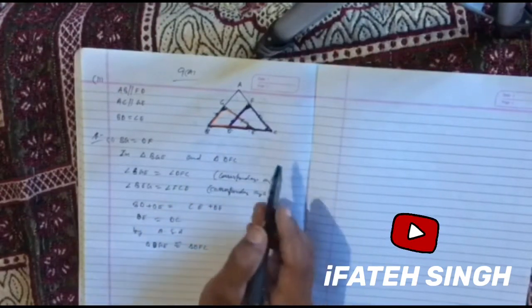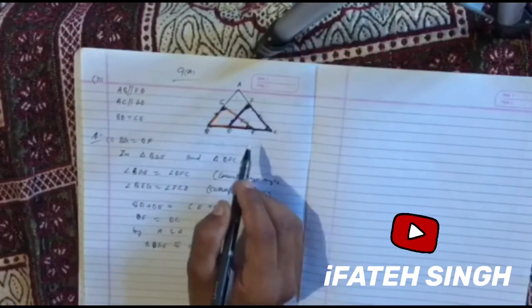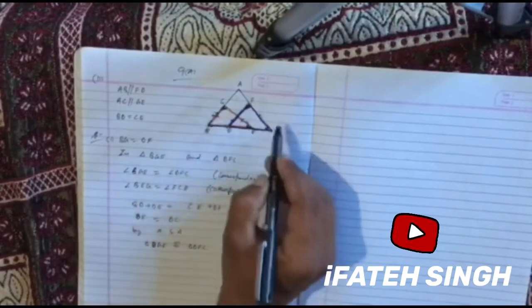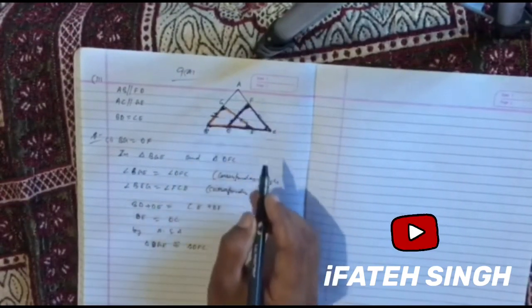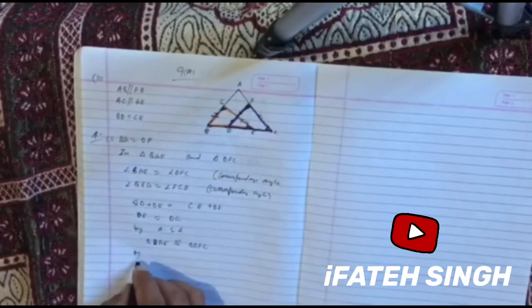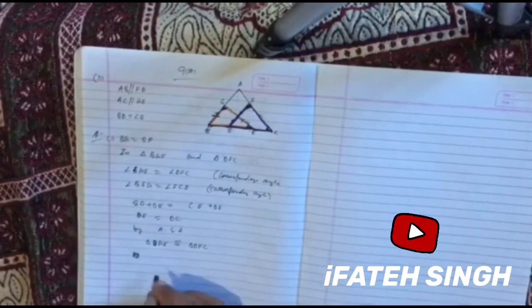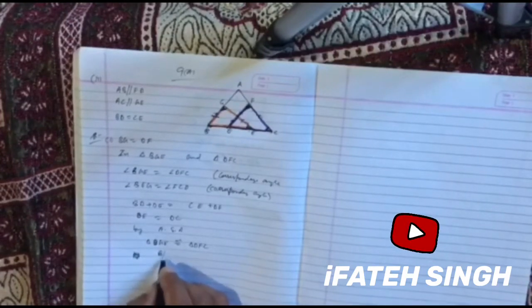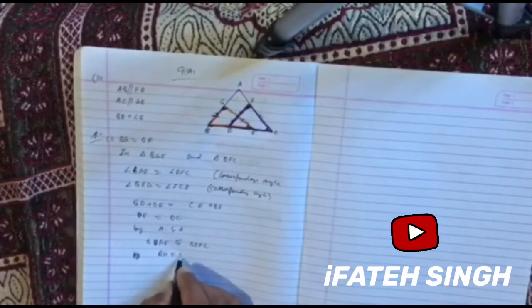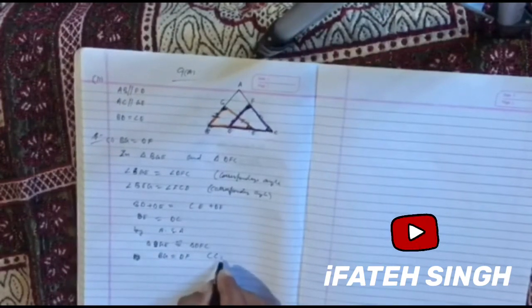It means their corresponding sides should be equal. BG is equal to DF. Therefore, BG is equal to DF by CPCT.